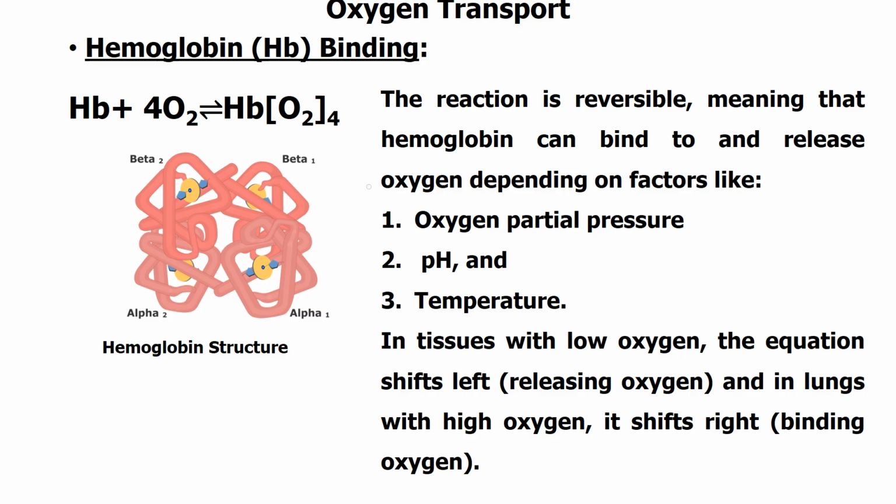Now, having understood the logic behind the equation, let's look at the binding proper. The reaction between oxygen and hemoglobin is reversible, which means that hemoglobin can bind to and release oxygen depending on factors like oxygen partial pressure, pH, and temperature. In tissues with low oxygen, the equation shifts left, and in lungs with high oxygen, it shifts right, the latter binding oxygen, while in the former, it is releasing oxygen.